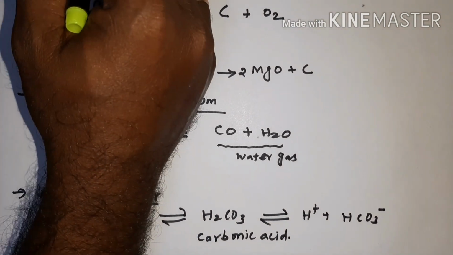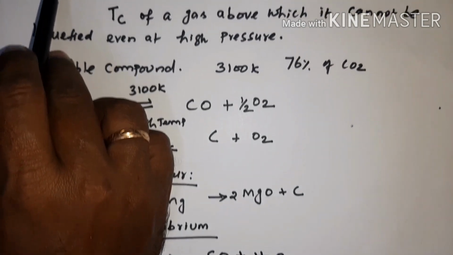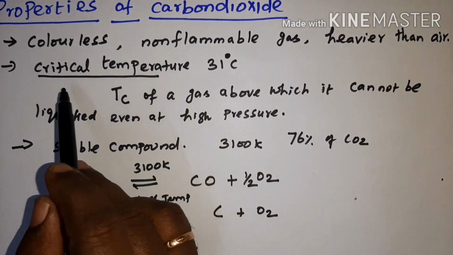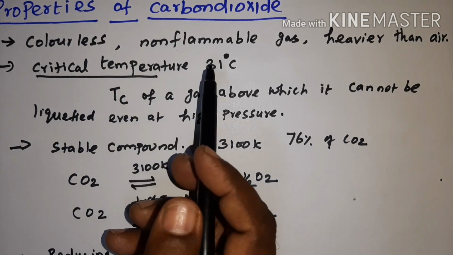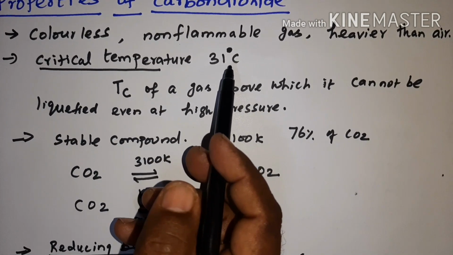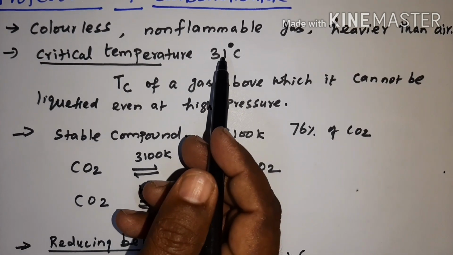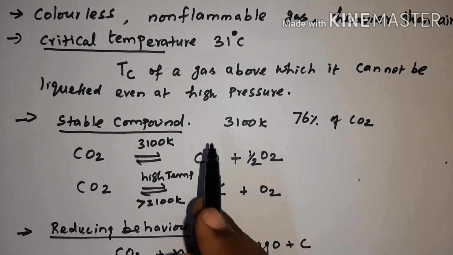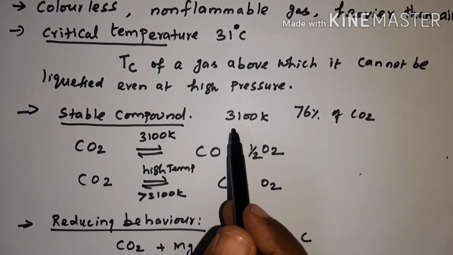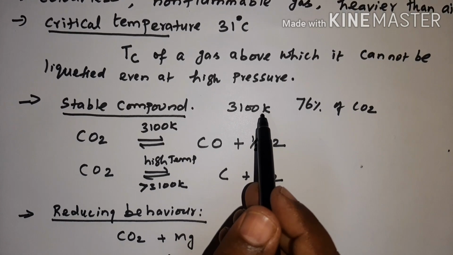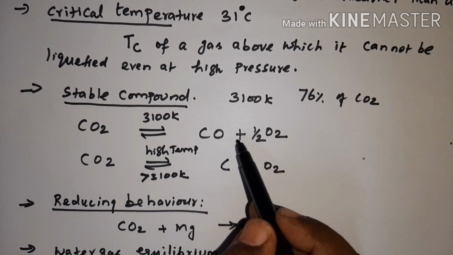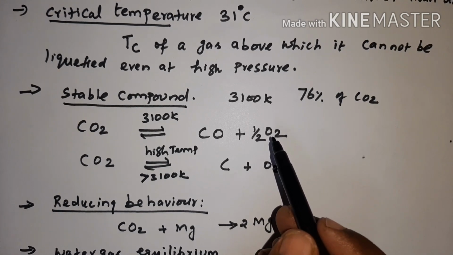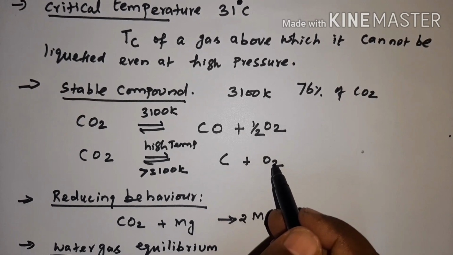So the first property, let me explain once again. It's a colorless, non-flammable gas and it is heavier than air. Second, the critical temperature of carbon dioxide is 31 degrees Celsius, and at this critical temperature it becomes liquid. Third, it is a stable compound. That means it will not decompose or break easily. Even at 3100 Kelvin, it will produce carbon monoxide and oxygen. If you increase the temperature further, it will decompose into carbon and oxygen.